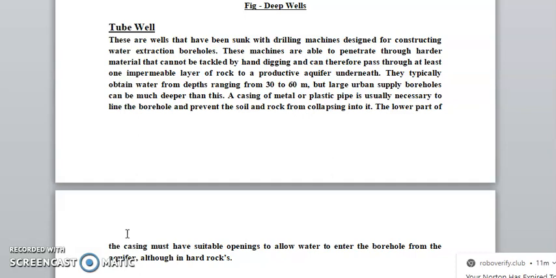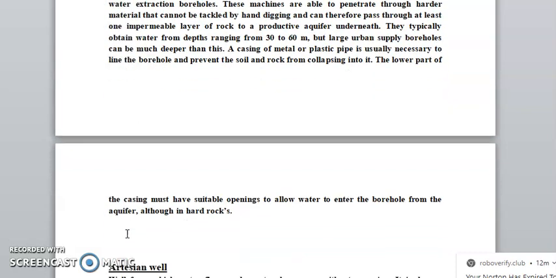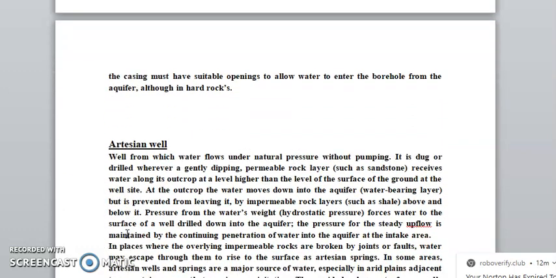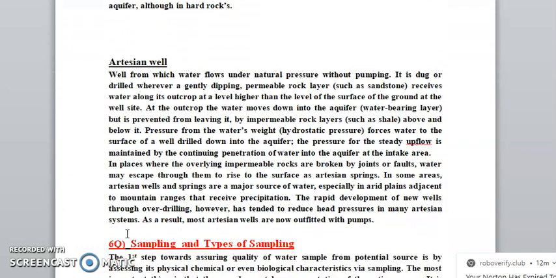The lower part of the casing must have suitable openings to allow the water to enter the borewell from the aquifer, though not in hard rock. Okay, this is about the tube well. Then we go for the artesian well. Okay, the figure shows an artesian well.